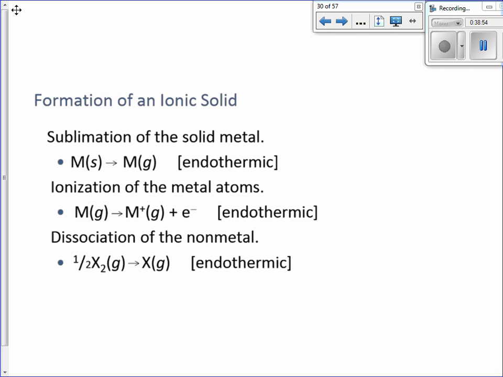All right, going from solid to gas, subliming the metal is going to be endothermic because you're breaking the bonds in order to boil it, get it to the gas. Actually it's subliming, so it's going directly from the solid to the gaseous phase. Now, you have to pull off an electron, that's ionization energy, that requires energy, that's endothermic. Now, to get the other part going, you got to break apart the bond of the nonmetal. Usually these are going to be your diatomic ones, like chlorine or fluorine here. You have to break that bond, that's endothermic. So these are series steps here to get the formation of ionic solid.